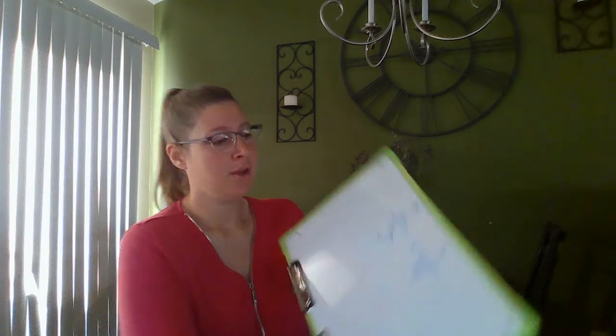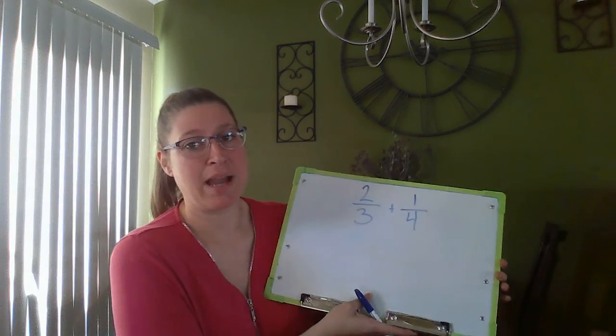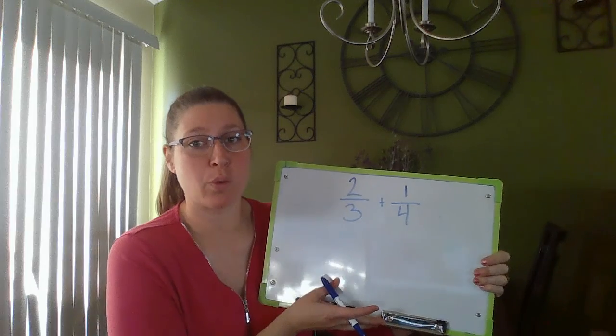So to do that, there's two different ways that we can do it. You can either find a least common multiple or just any common multiple will work. So what I teach my students is to use the butterfly technique, which is what we're going to work with today. So we're going to start by doing 2/3 plus 1/4.